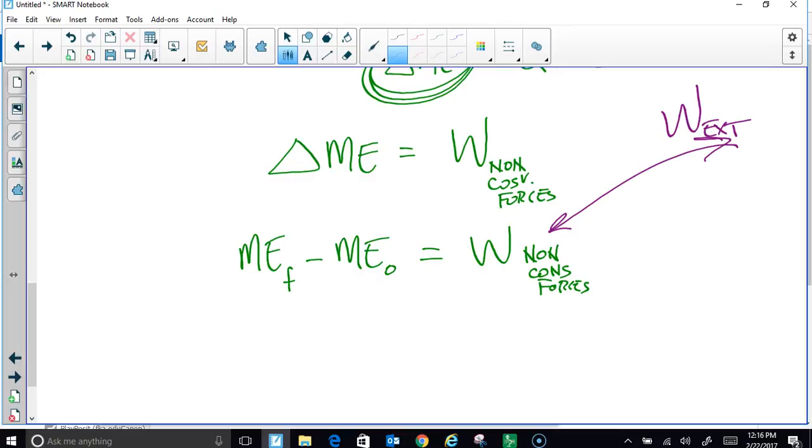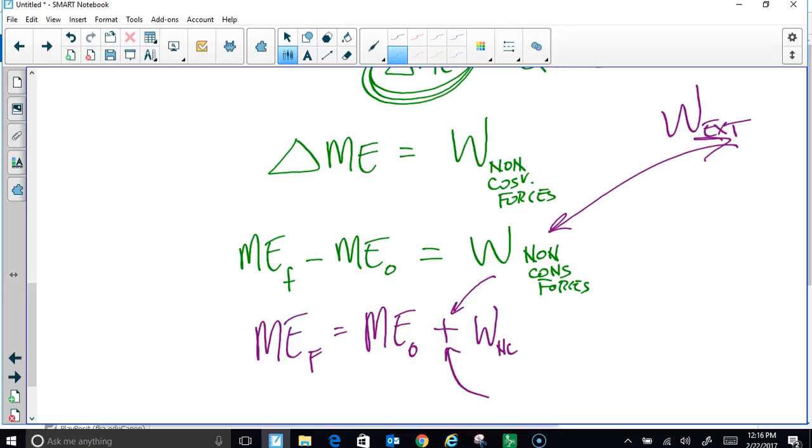Now, I think probably the most common way we look at this is this. We say your final mechanical energy has to be equal to whatever you started with, plus your work done by non-conservative forces. But keep in mind, does it have to always be plus? In our example, it's actually a minus because the work done was negative. So sometimes this will be positive, sometimes it'll be negative.